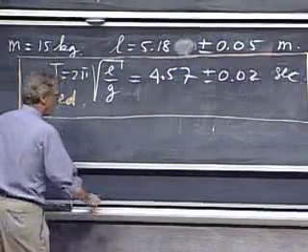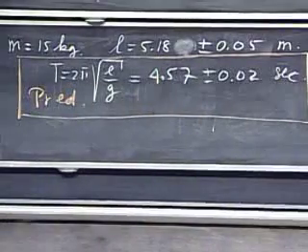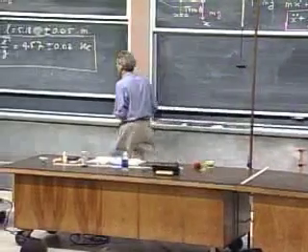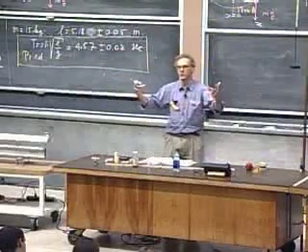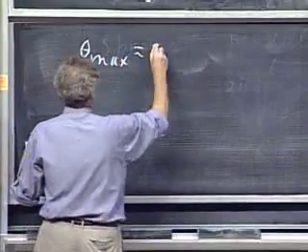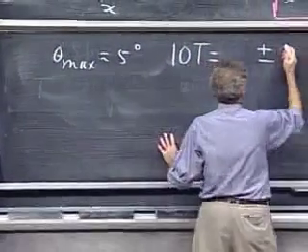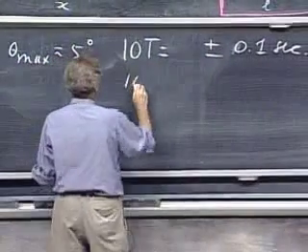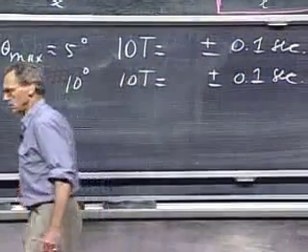And now I'm going to oscillate it for you, and I'm going to do it from 2 different angles. I'm going to do it at a 5-degree angle, and I'm going to do it at a 10-degree angle. In order to get my relative error down, I will oscillate 10 times. So at an angle theta maximum of roughly 5 degrees, I get 10T equals something plus or minus my reaction time, which is 0.1 of a second. And then I will do it from 10 degrees, and I will do again 10T, and again my reaction time is 0.1 seconds. So let's do that first.